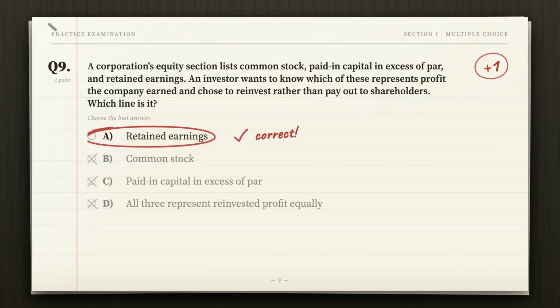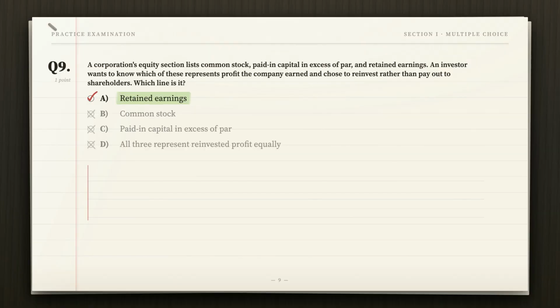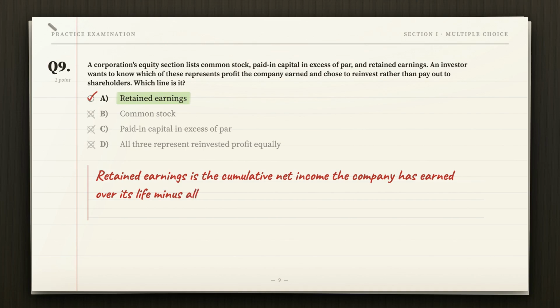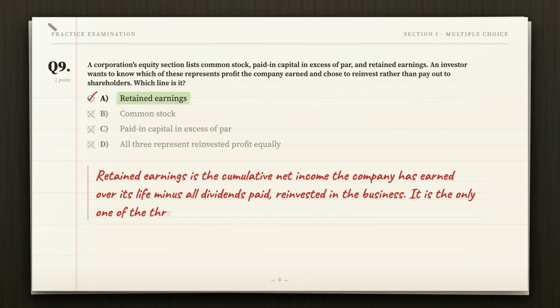The correct answer is A. Retained earnings. A is correct because retained earnings is the cumulative net income the company has earned over its life minus all dividends paid, reinvested in the business. It is the only one of the three that comes from operating profit rather than from issuing shares.